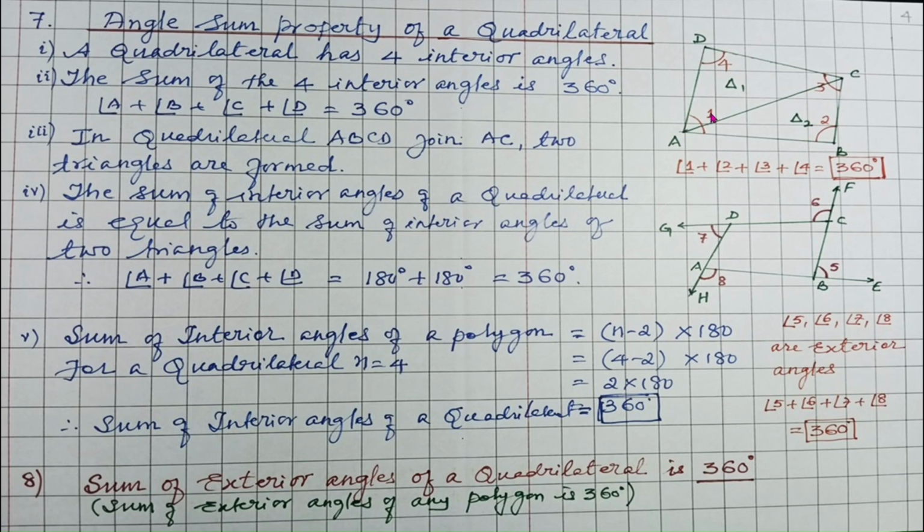Please remember that. Now the angle sum property of a quadrilateral. We know that a quadrilateral has 4 interior angles, angle A, angle B, angle C and angle D, and the sum of these 4 angles, that is angle A plus angle B plus angle C plus angle D, or angle 1 plus angle 2 plus angle 3 plus angle 4, is 360 degrees.